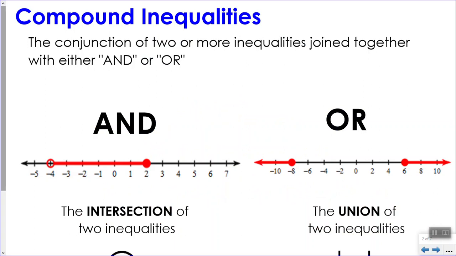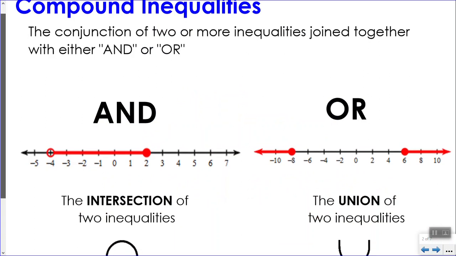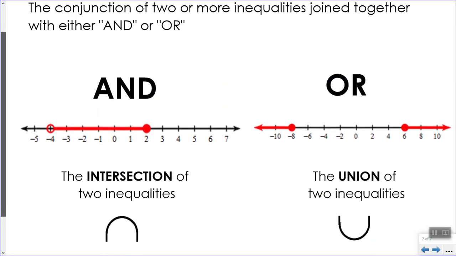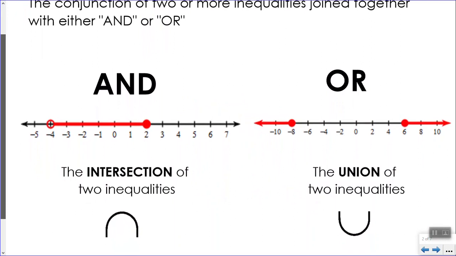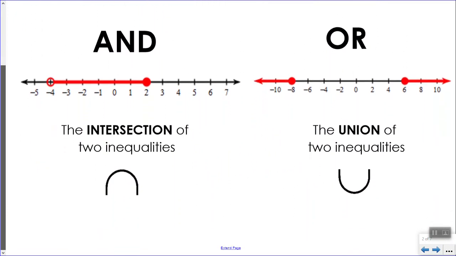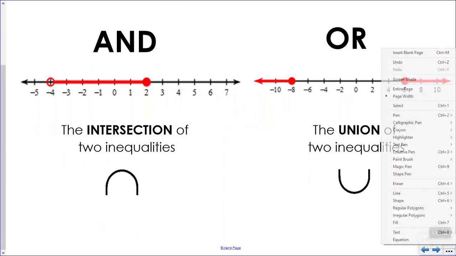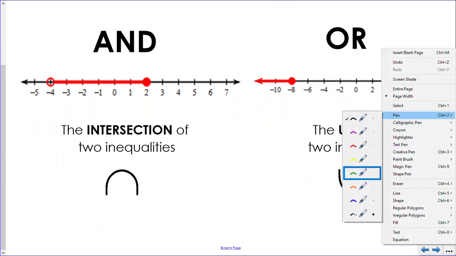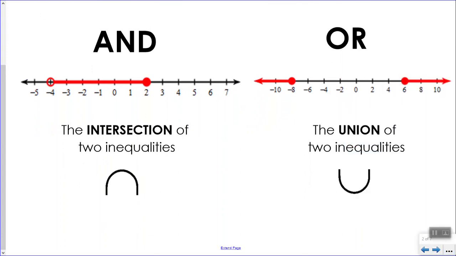The first thing we need to talk about are the "and" and "or". So these are the two types of inequalities that we're going to have, and they're going to be two inequalities that are linked using either the word "and" or the word "or". When we talk about "and", this is what we call the intersection of two inequalities.